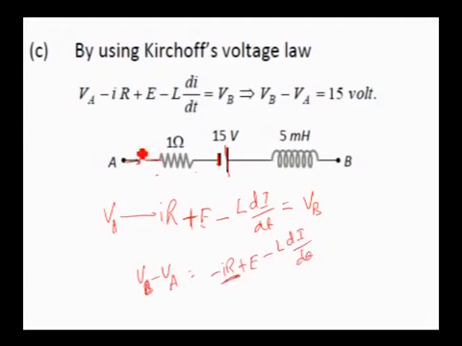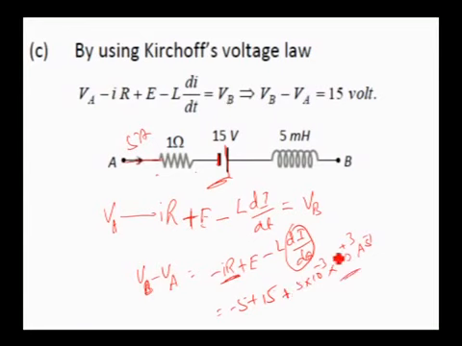What is minus IR? We have 5 ampere of current here, 5 into 1, this is minus 5. Plus E, which is 15 volt. And L is 5 millihenry, 5 into 10 power minus 3, and di by dt is the current decreasing at the rate of 10 power 3 ampere per second. Since it is decreasing, you can indicate it as minus. Minus into minus will become plus, because this is the decreasing rate of current. Plus 3 minus 3 get cancelled. Minus 5 plus 5 also get cancelled. You get only 15. That's why the potential difference between B and A is 15 volt.